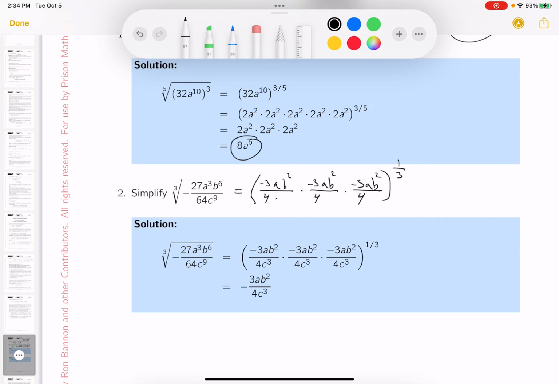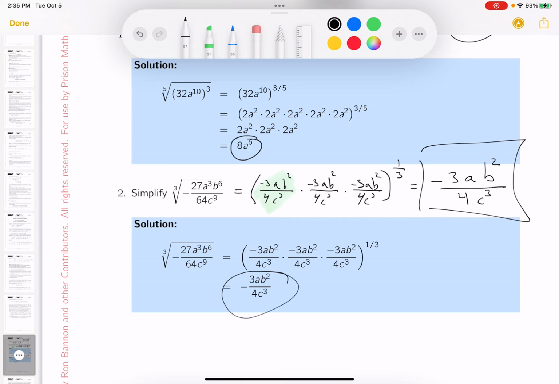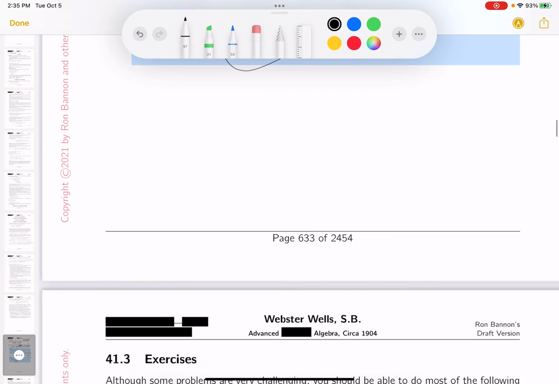You got C9, which is C cubed. What do they want? They want one of those three equal factors. What would you get? Minus 3AB squared over 4C cubed. Put a box around that, look at the answer, make sure you're staring at the same answer. All right? Let's go to number 3.